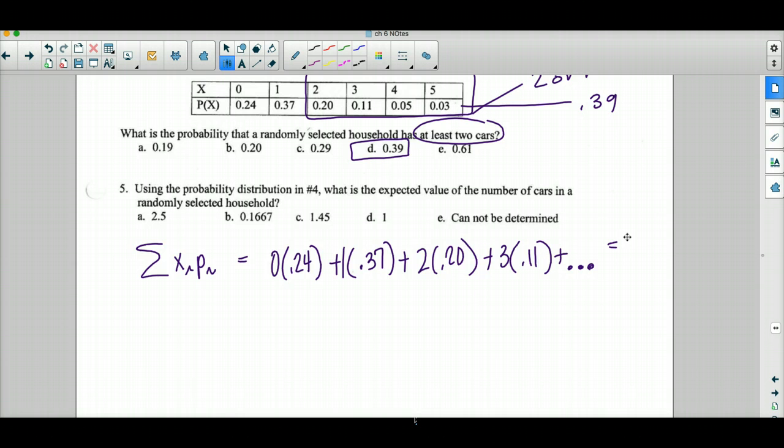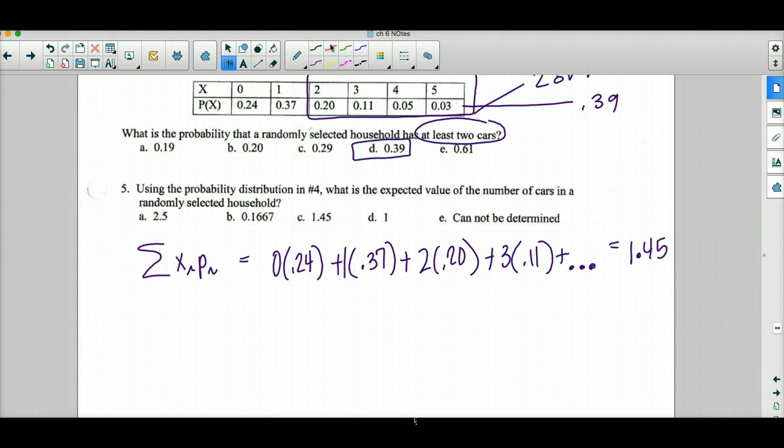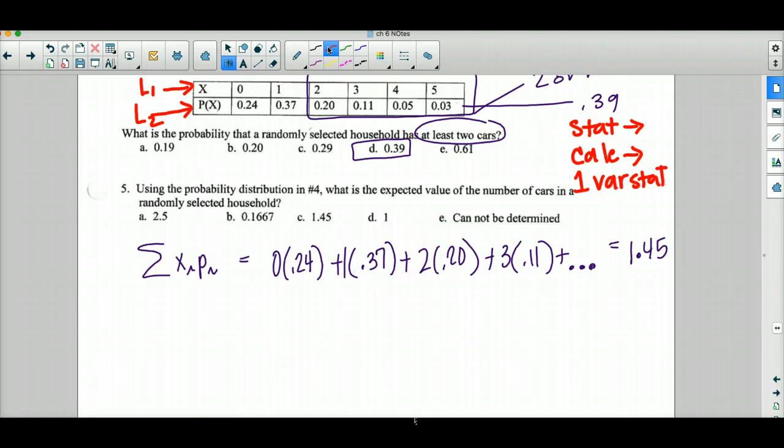Okay, so I have 1.45. And I'm going to show you on a graphing calculator. You could put this into list 1. And you could put this into list 2. And then you're going to go stat, calc, 1 var stat with list 1, and then a frequency of list 2.